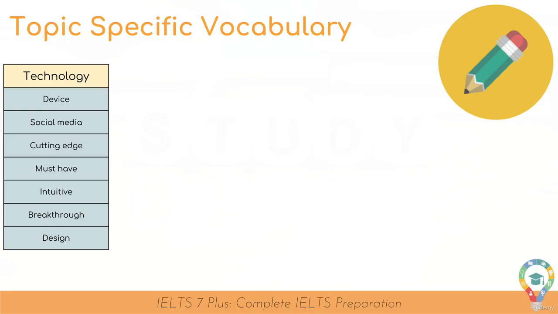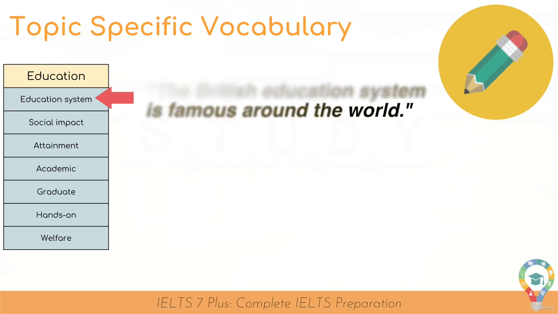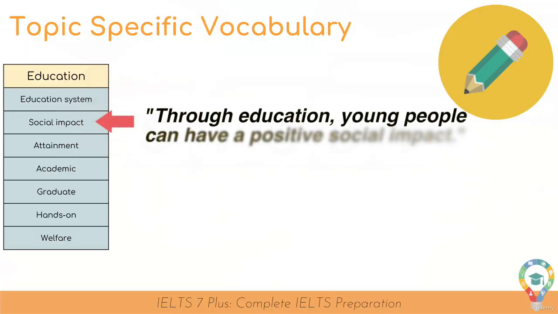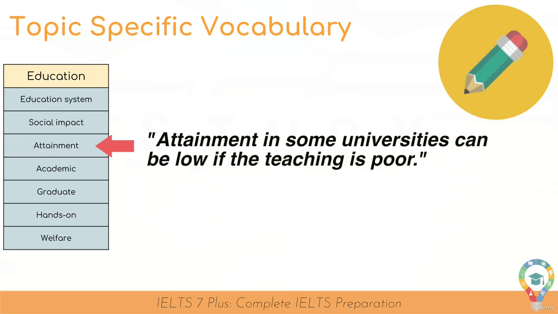Let's move on to our next common topic, which is education. Here's the first sentence. The British education system is famous around the world. Through education, young people can have a positive social impact. Attainment in some universities can be low if the teaching is poor.